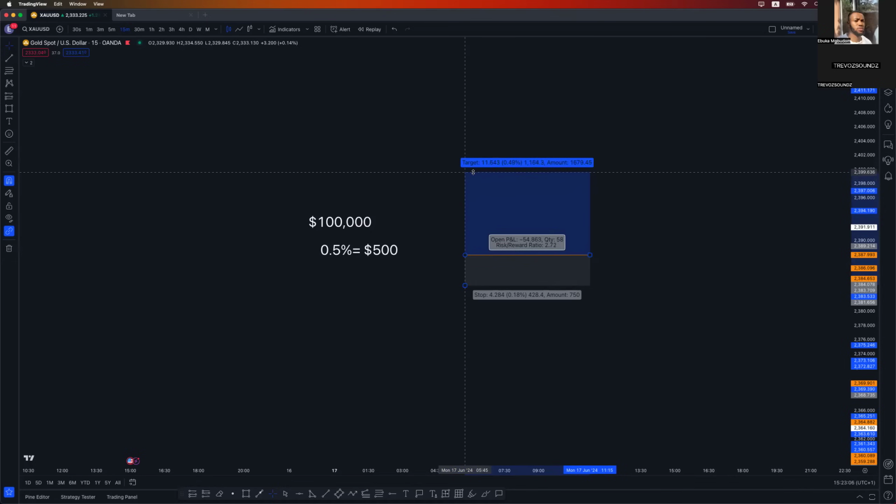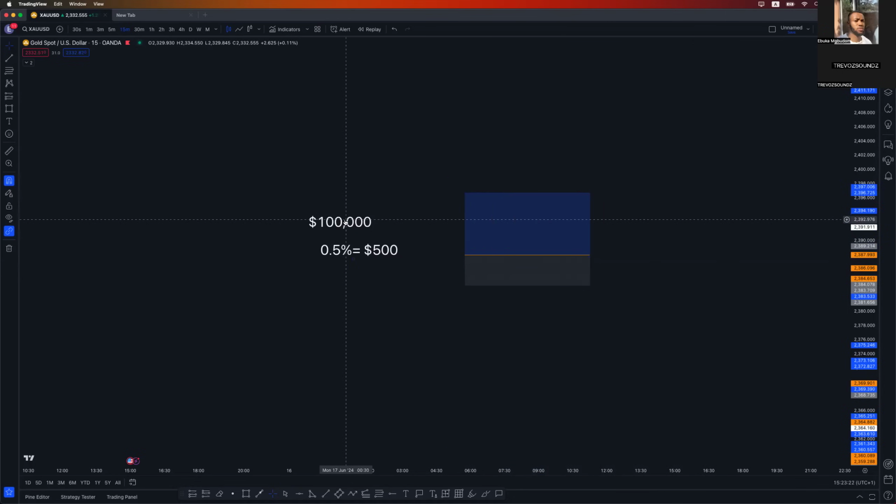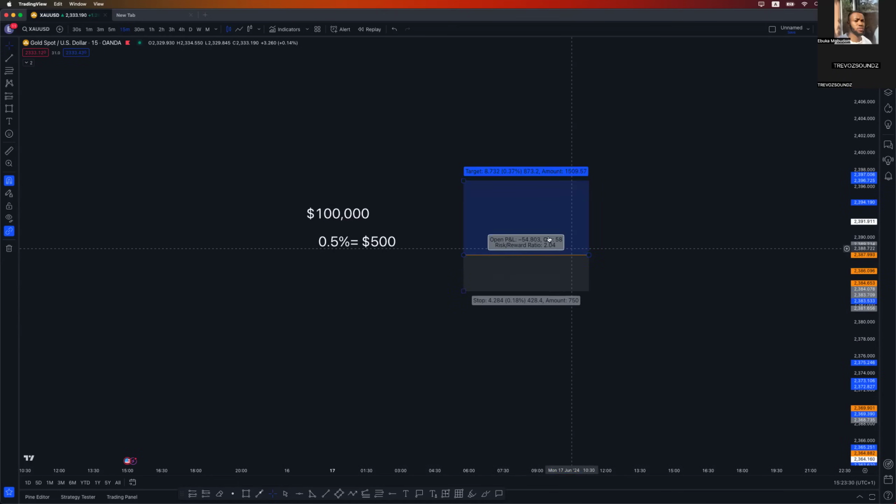Again, let's just do 1:2. 1:2, yes. So in this $100,000 account now, the 0.5% is $500. So in a trade now, you should be aiming at least 1:2 risk to reward, which means we are risking $500 to get $1,000.